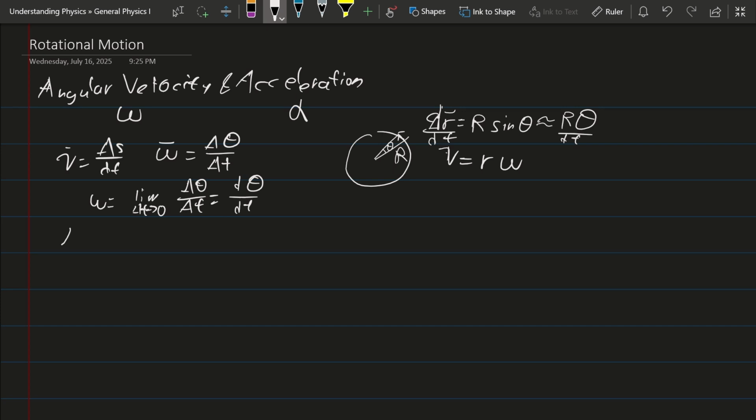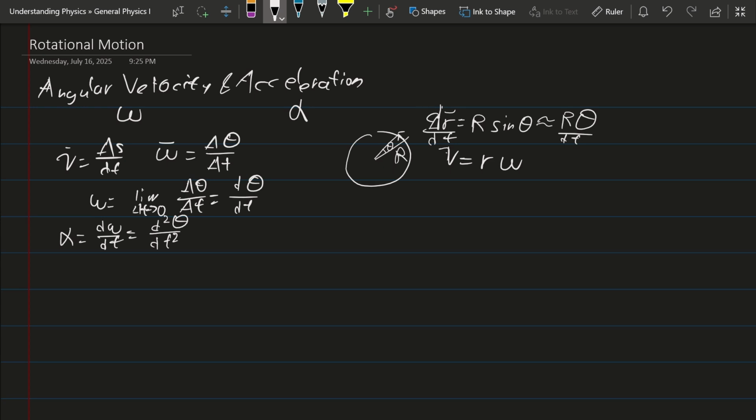We could also do the same thing with the angular acceleration, which we will define to be the change of omega over the change of time, or we can write that as the second derivative of the angle. And with the same relation, we could figure out what is the acceleration of the object based on using the angular acceleration. But it is a very special case.